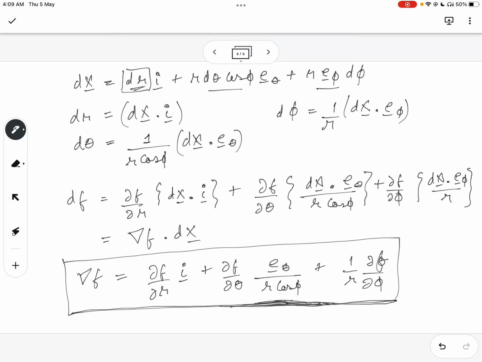You can obtain the gradient of any function, whether it be scalar, or we can do the same for a vector valued function. You can obtain the gradient very easily in any coordinate system of our choice. Sorry, there's one e_φ missing. Yeah, that should be e_φ.